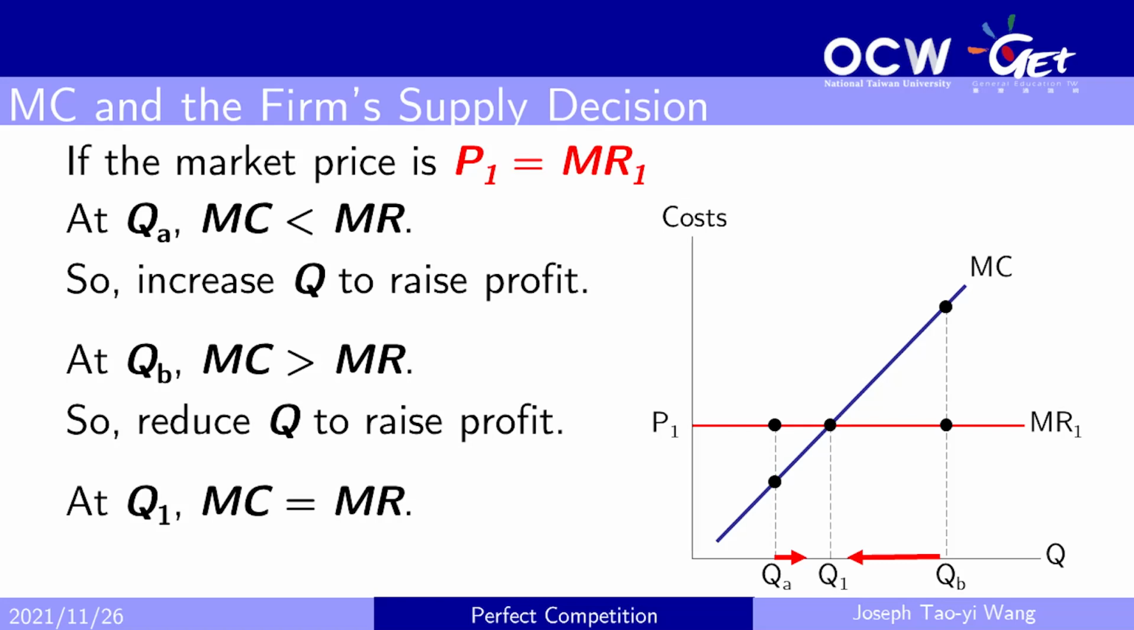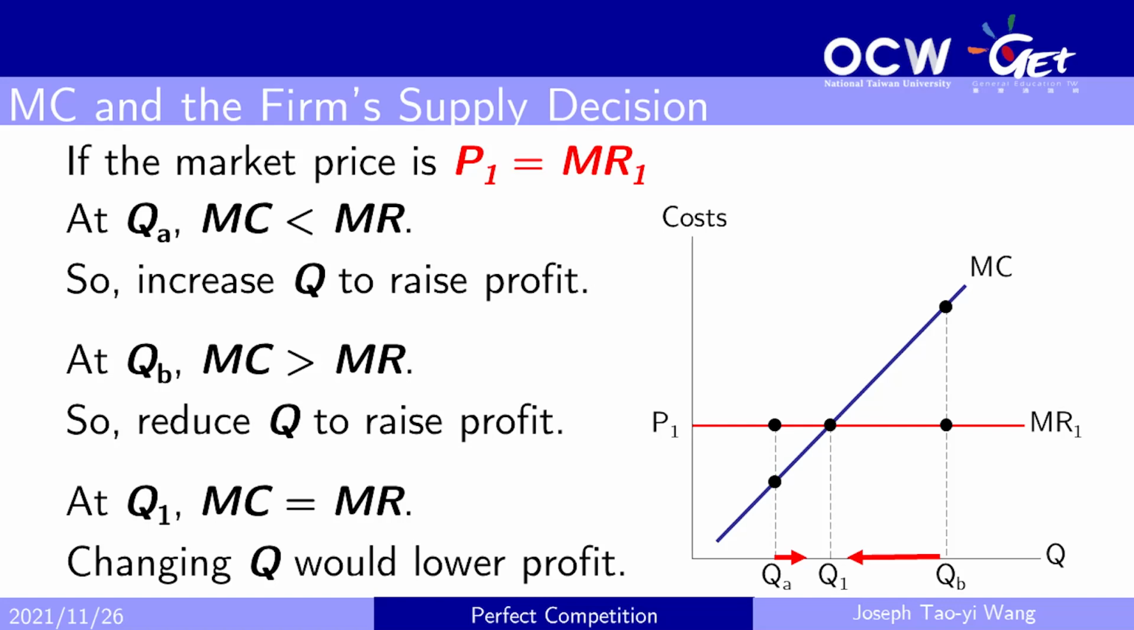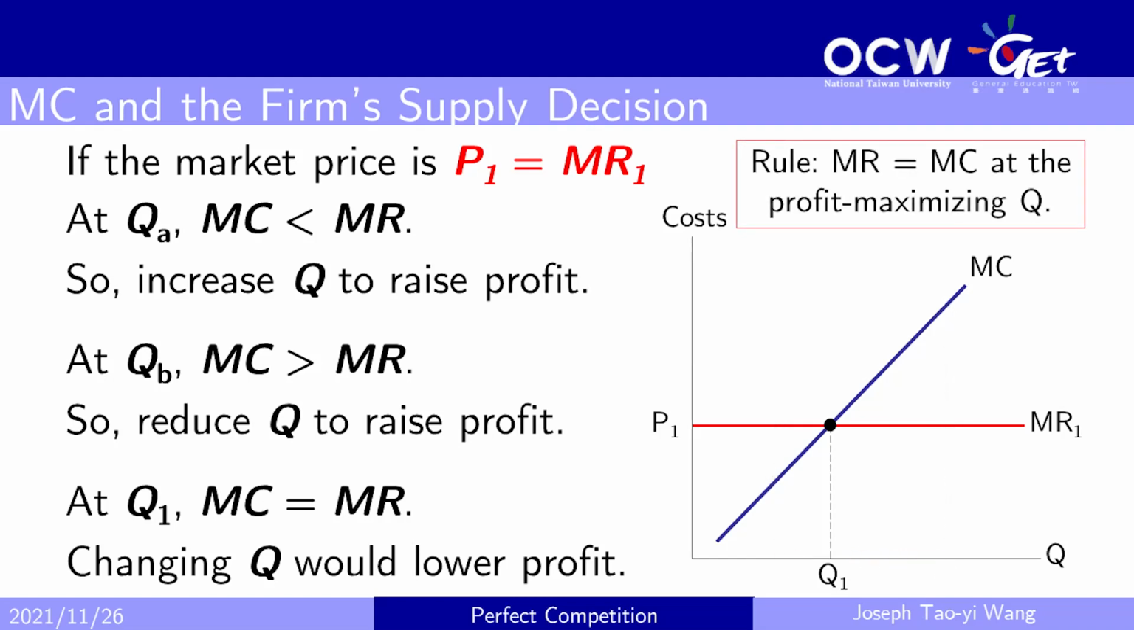That's your Q1. So in this sense, a competitive firm in this perfectly competitive market should take this price as given and try to equate MR equal to MC to find the right quantity to produce. So here the rule is MR equals to MC to maximize profit.